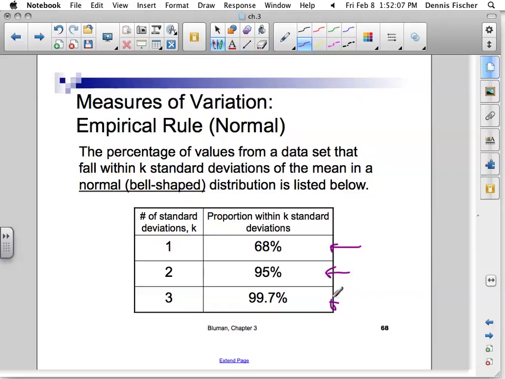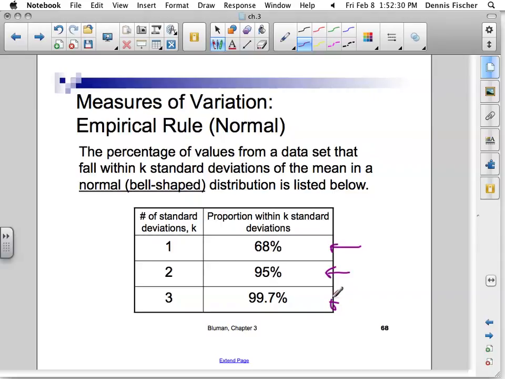Now, every book's different. I've read this rule as the 68, 95, 99 rule. When I was going to school, it was 99. Last year, when I used the earlier version of the book, it was 99.9. This year, it's 99.7. That last number changes, I guess, every year. So it's 68, 95, 99.